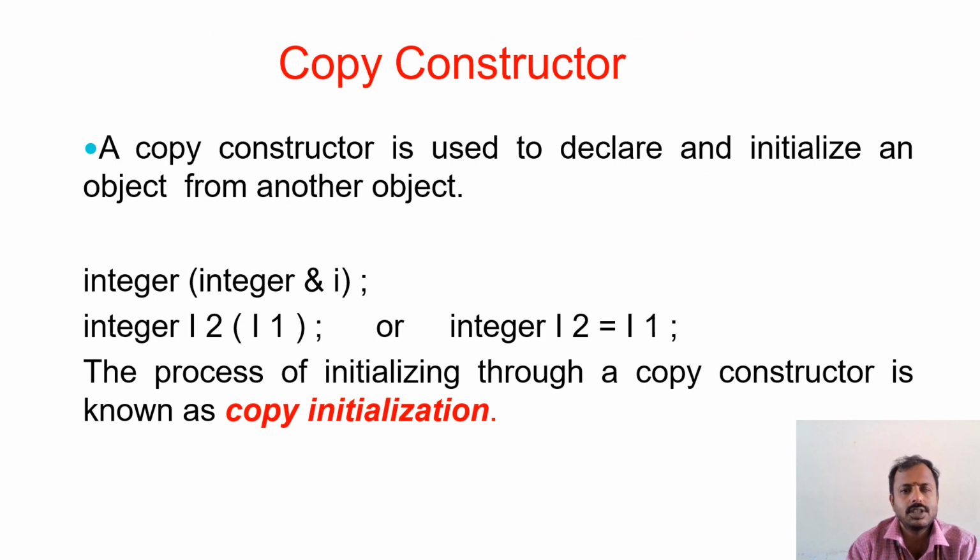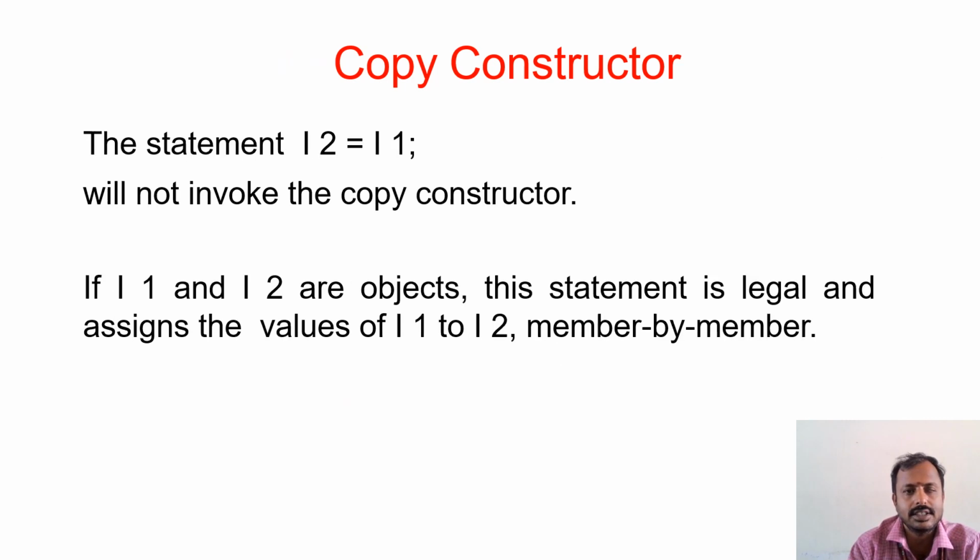Now let us discuss the copy constructor. The copy constructor is used to declare and initialize an object from an already existing object. So here I have integer as a class. Integer ampersand i is used to assign an already existing integer object to another newly created integer object. And another thing is Integer i2(i1). So what is happening? The newly created i2 object will be assigned the value of the existing object i1. This is what is called copy initialization.